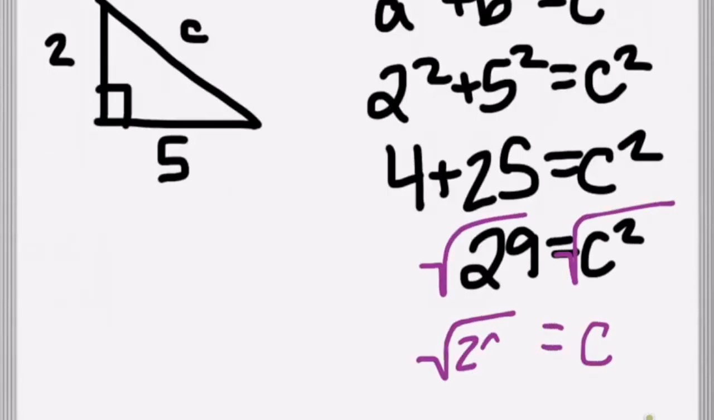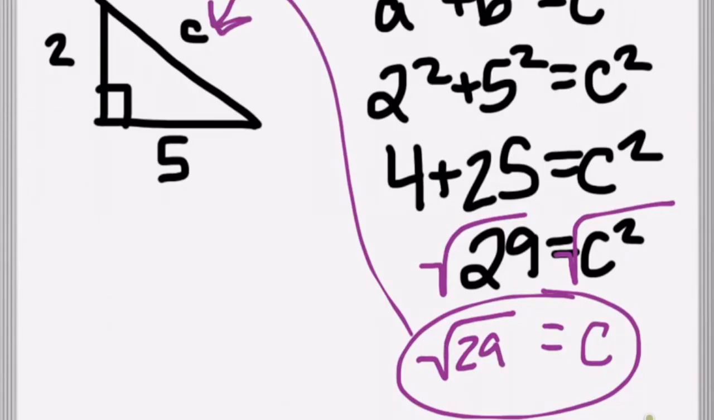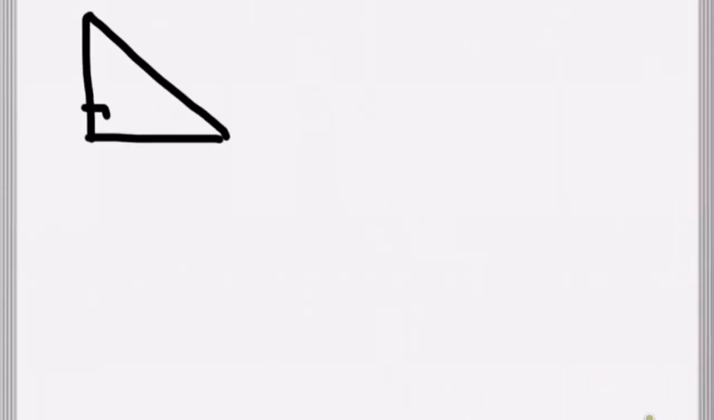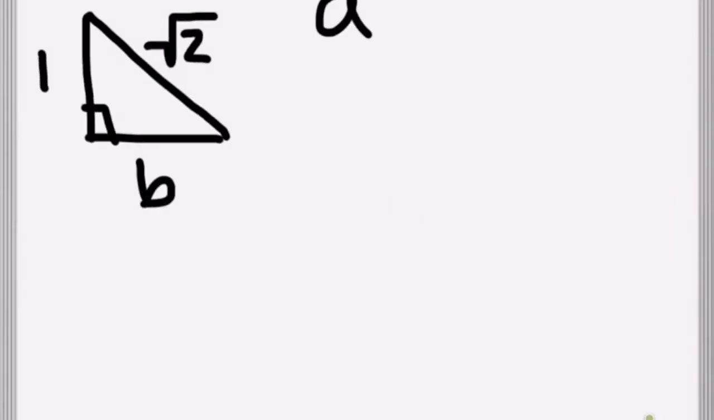Square root of that, we get the square root of 29, sorry. So our answer is the square root of 29. You do not have to simplify it or change it in any way. Let's look at another one.